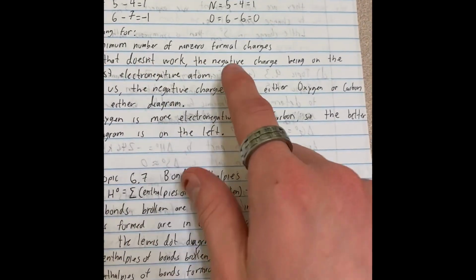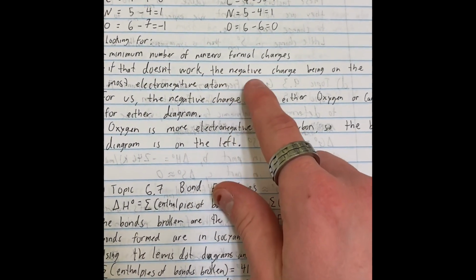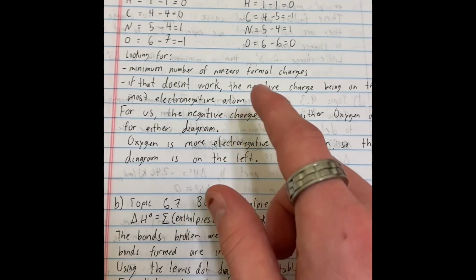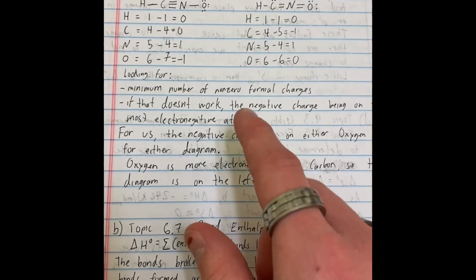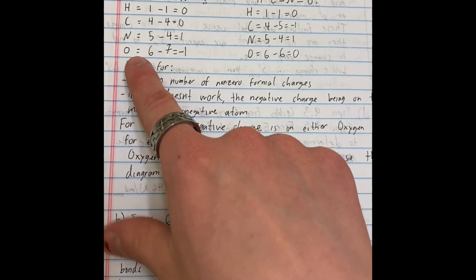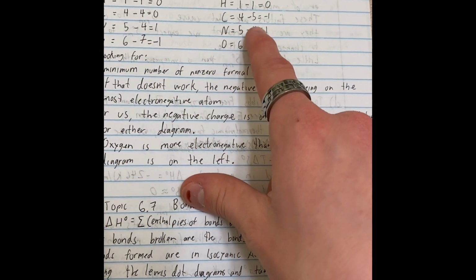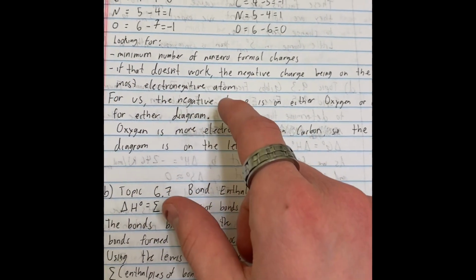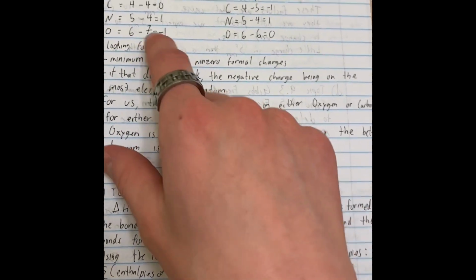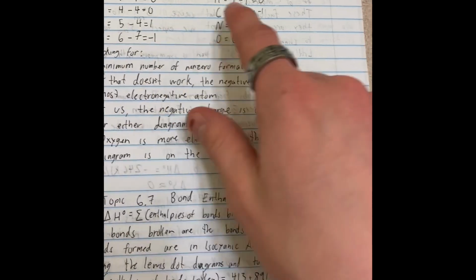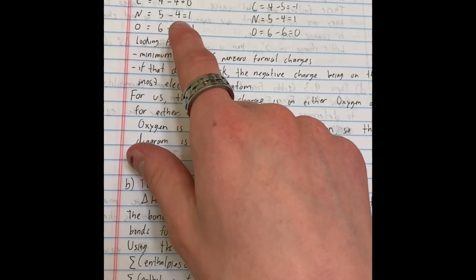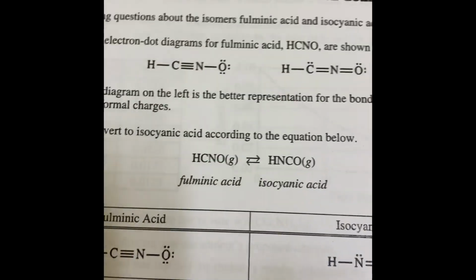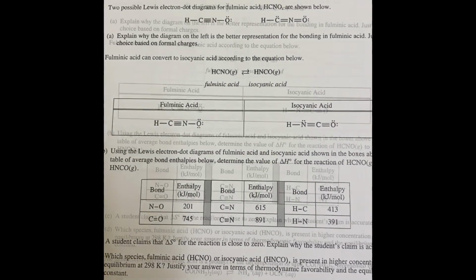But no worries, because if that doesn't work, the negative charge on the most electronegative atom will give us the best representation. So we have a negative charge on oxygen for this one, and we have a negative charge on carbon for this one. Oxygen is more electronegative, so the negative charge being on oxygen instead of on carbon shows us that this would be the better representation, which is what it asks us to explain.